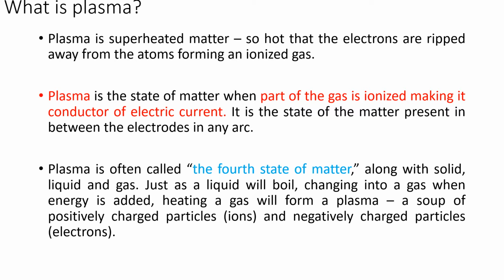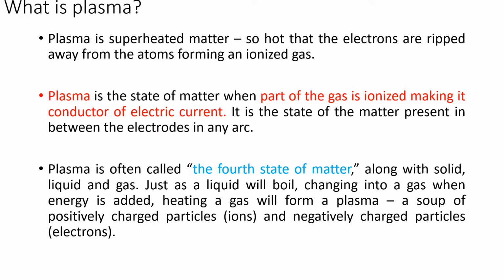So it is a mixture of positive and negative charges. The last paragraph: when it becomes ionized gas, it becomes a conductor of electricity. Plasma is often called the fourth state of matter, along with solid, liquid, and gas. Just as a liquid will boil, changing into a gas when energy is added, heating a gas will form a plasma, a soup of positively charged particles and negatively charged particles.